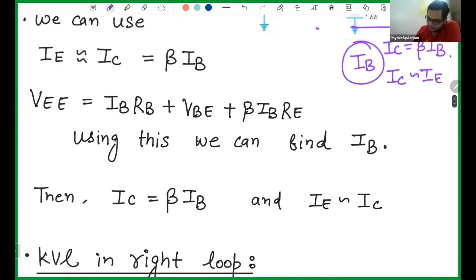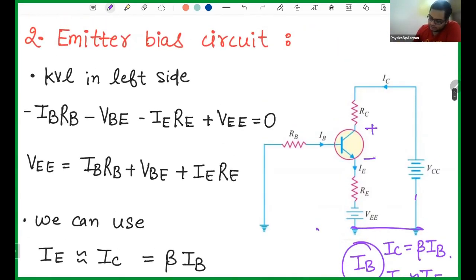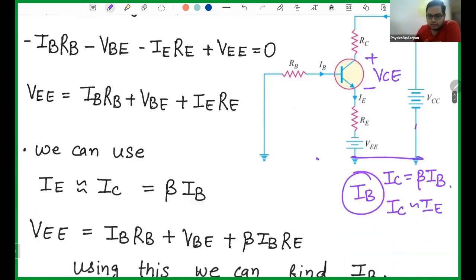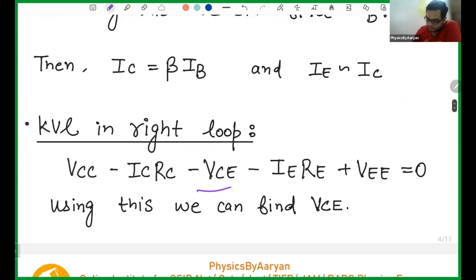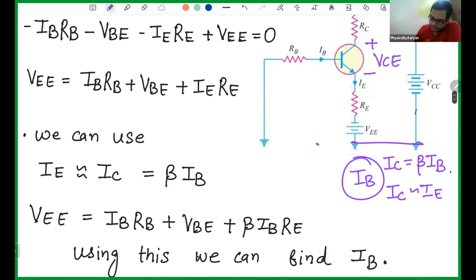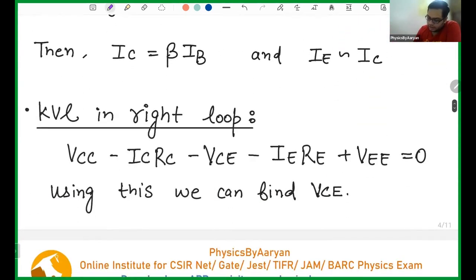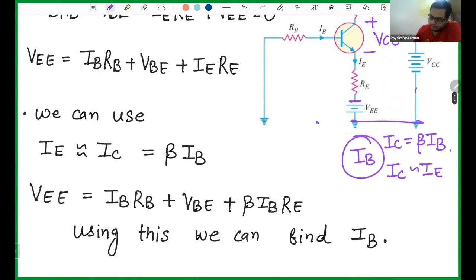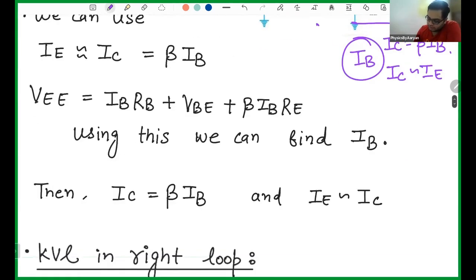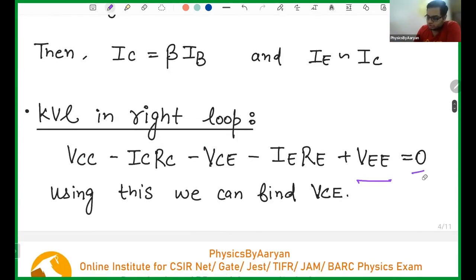Then I come here, where I have plus here and minus here, so this is VCE. I see plus first, so I write minus VCE. Then I come down here, IE RE, going in the direction of current, so minus IE RE. Finally I see the negative of this, so I write plus VEE equals to 0. So this is my second equation. I already know IC and IE, so I can put all of these values and find VCE. These are the equations, and this is how you formulate them.